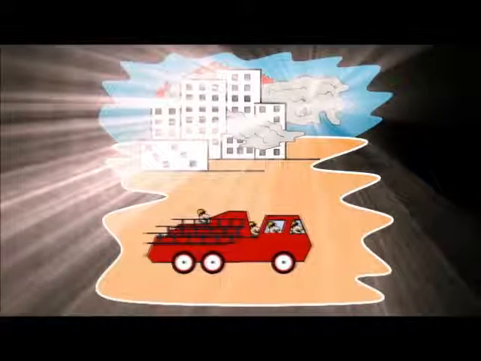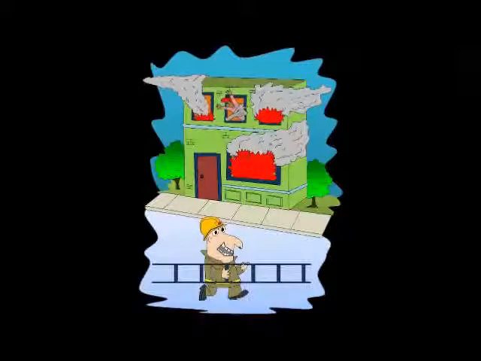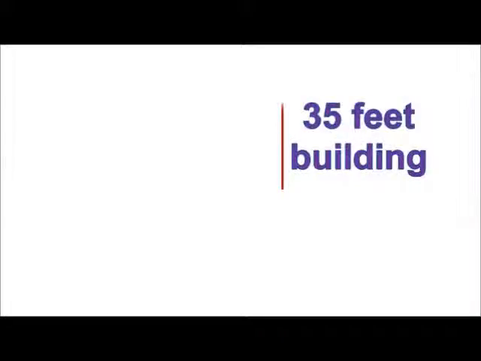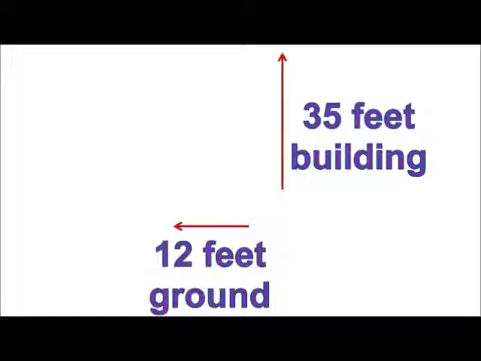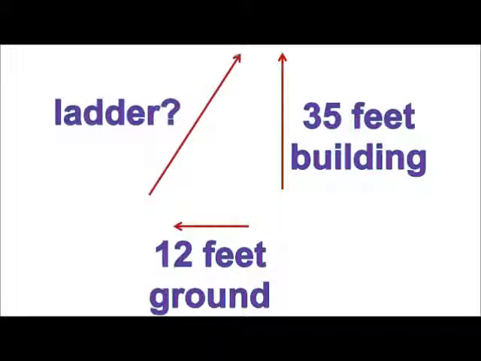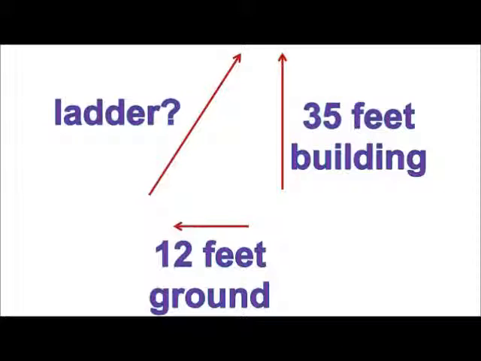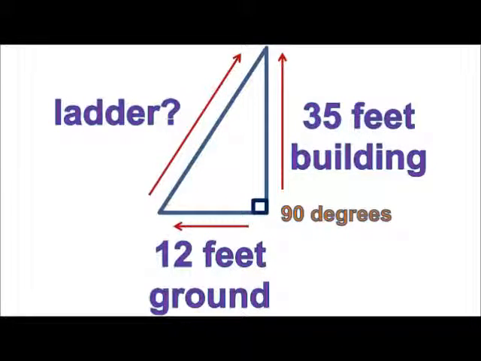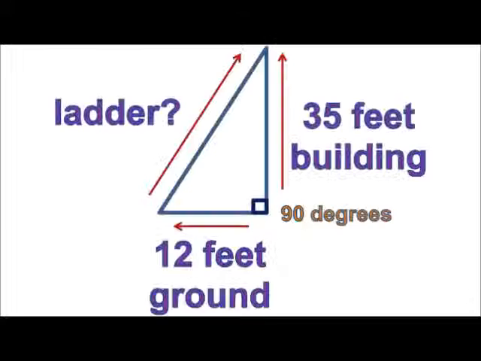There's a giant fire in the city, and Joe the fireman needs to save a woman on the 2nd floor of a burning building. She is 35 feet up, but Joe has to place the ladder 12 feet away from the building. How long does this ladder have to be? Since the building and ground make a 90-degree angle, he can use the Pythagorean theorem to calculate how long his ladder needs to be. In other words, he can find the length of a missing side of a right triangle.